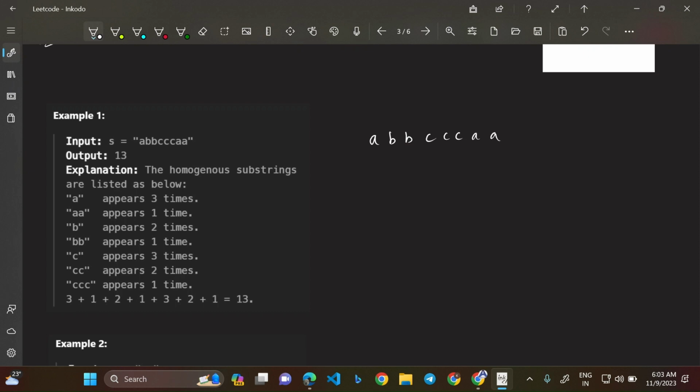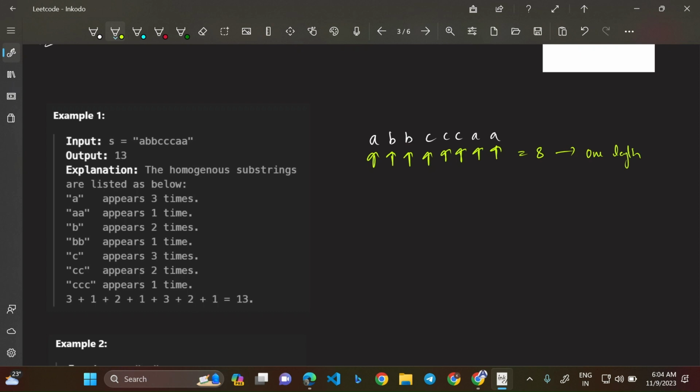Now, if I'm considering only substrings of length 1, each character is going to contribute one homogeneous substring. This one contributes one, this also contributes 1, 1, 1, 1, 1, 1, 1. So in total we have one-length substrings as 3 plus 3 plus 2, which is 8. So these are the one-length substrings.